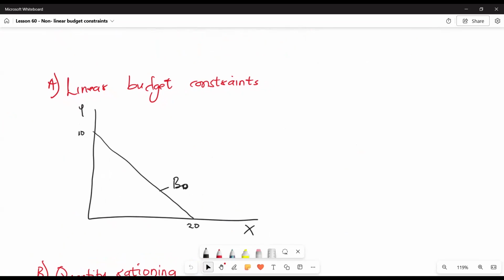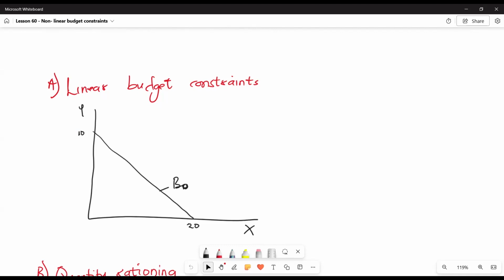Hi, welcome back. Our previous lesson was on how changes in prices affect the budget constraint. Today we are going to move on to non-linear budget constraints. In our previous lessons, all of the constraints we have considered could be represented by a straight line.